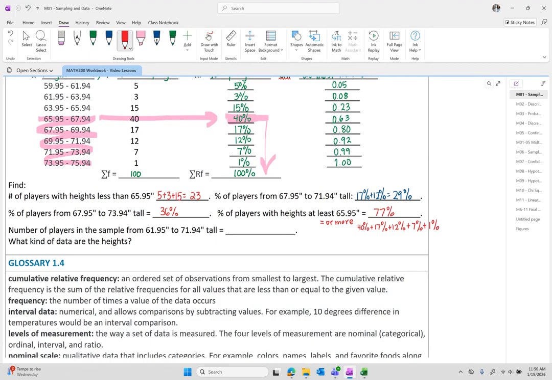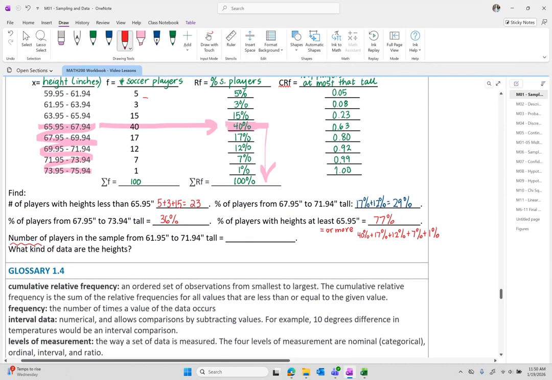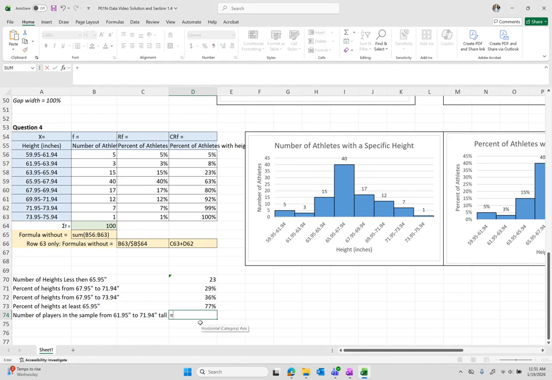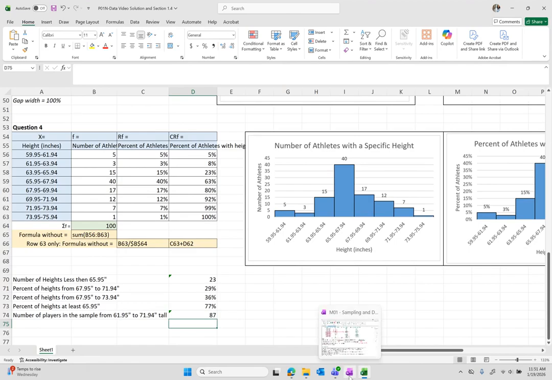And then the number of players in the sample from 61.95 to 71.94. This is the number of players that will require that I add frequencies from 61.95 to 71.94. That will include this group of frequencies that I will add. And in my Excel, equals the sum of, and I will add from 61.95 to 71.94, and that will be 87 of the 100 players.